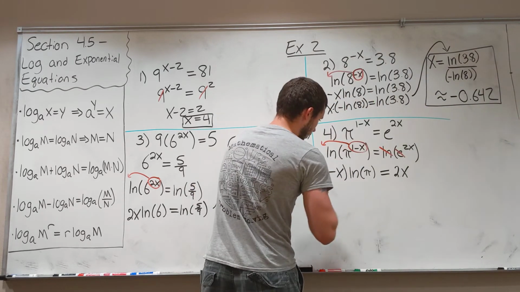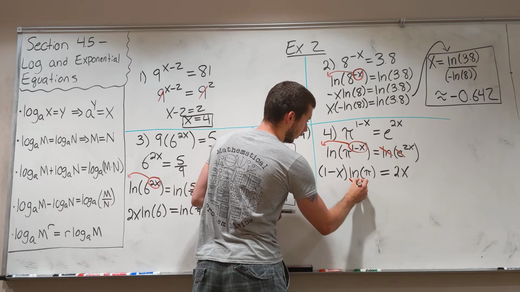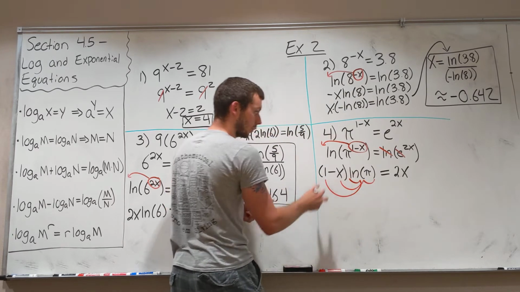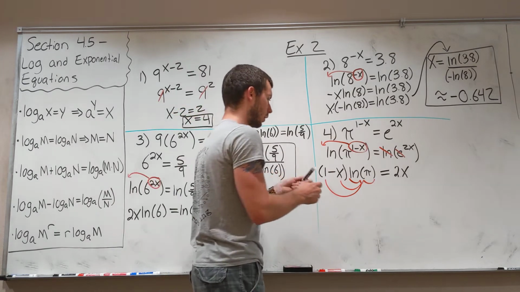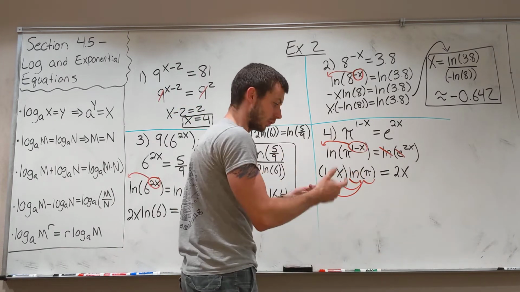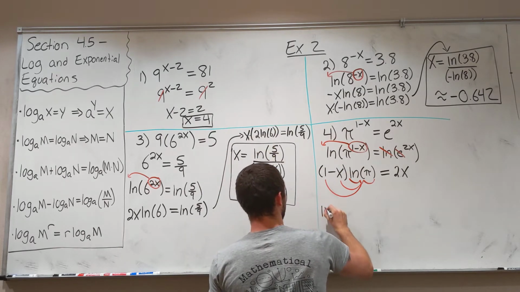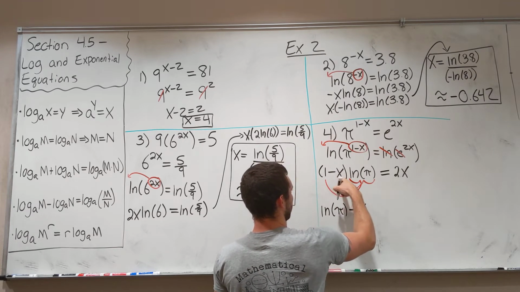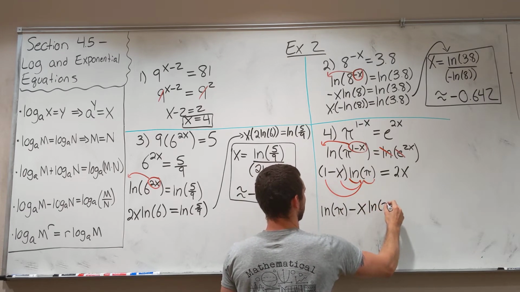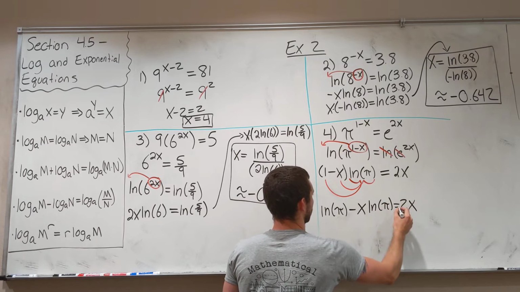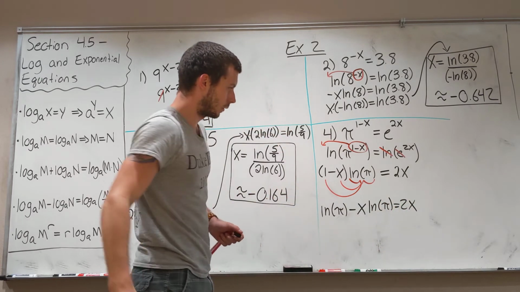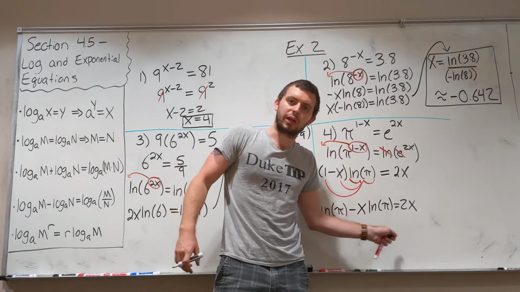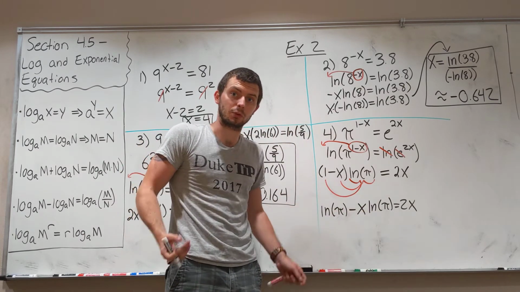So we're multiplying this whole term, we're distributing it to the 1 and to this negative x here. 1 times natural log of pi is still natural log of pi. And then minus x, natural log of pi. So now that we got the x out of the parentheses, we can go ahead and get all the x terms on the same side of the equal sign.